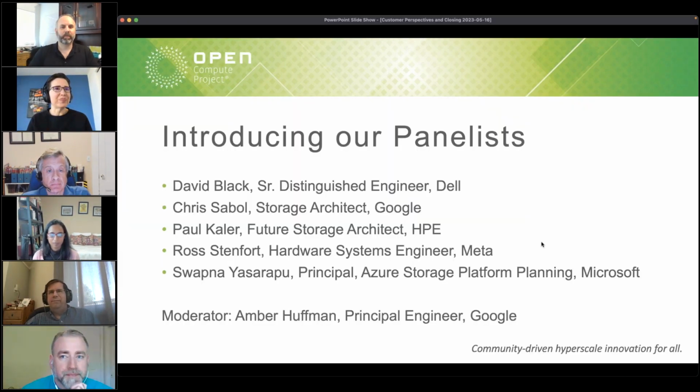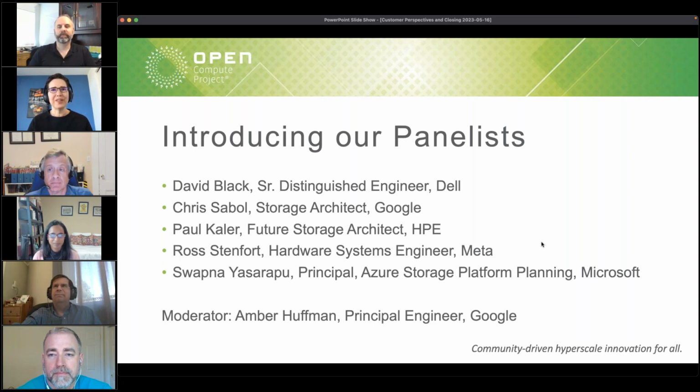I'm just going to go in the order that I see them on my screen. So on my screen, I have Paul Kaler on the upper left, who's future storage architect at HPE that you just heard from. Then on my right, we have David Black, senior distinguished engineer from Dell. We have Swapna Yasarapu on the lower left, and she is principal at Azure Storage Platform Planning. Then Ross, who is at Meta, being a hardware systems engineer, leading tons of wonderful things. And Chris Sable, who is a storage architect at Google.